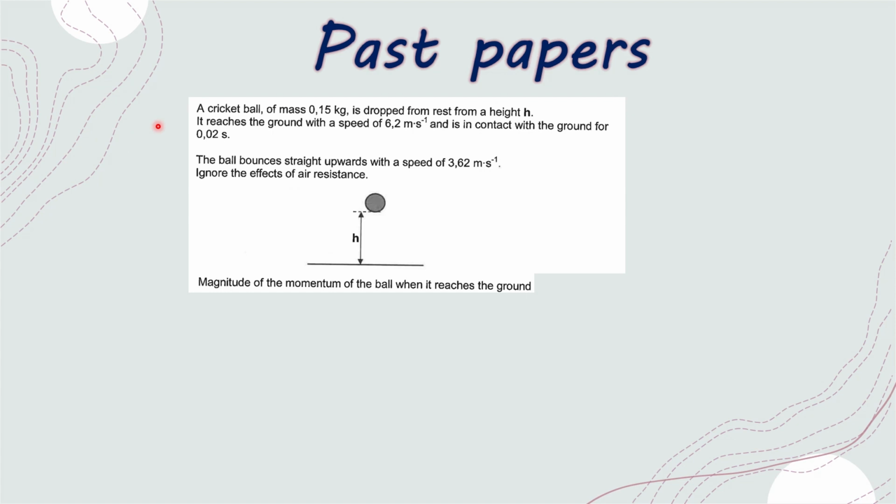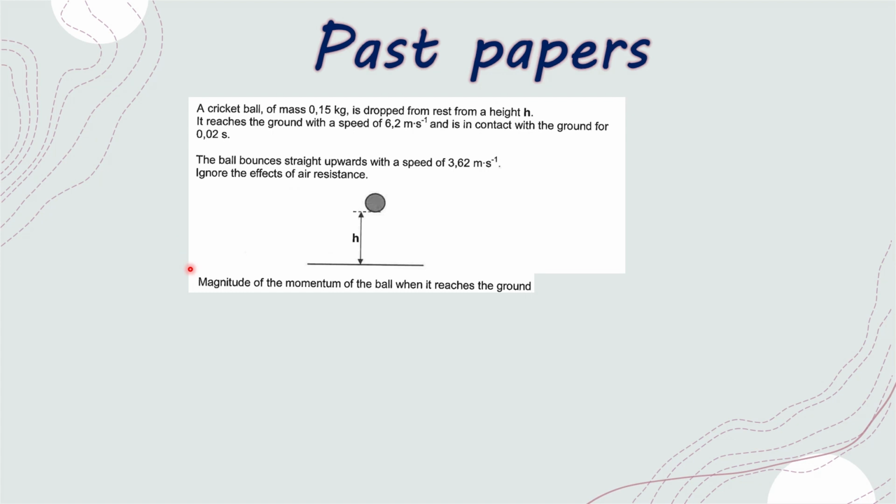A cricket ball of mass 0,15 kgs is dropped from rest, meaning 0, from a height h. It reaches the ground with a speed of 6,2 and is in contact with the ground for 0,02 seconds. The ball bounces straight upwards with a speed of 3,62. Ignore the effects of air resistance. Calculate the magnitude of the momentum of the ball when it reaches the ground.